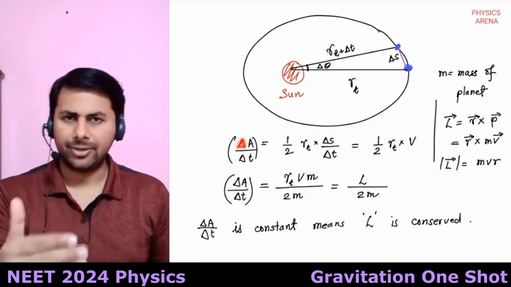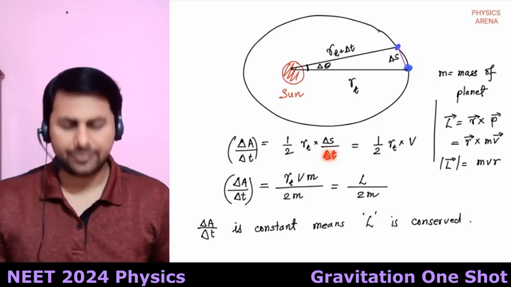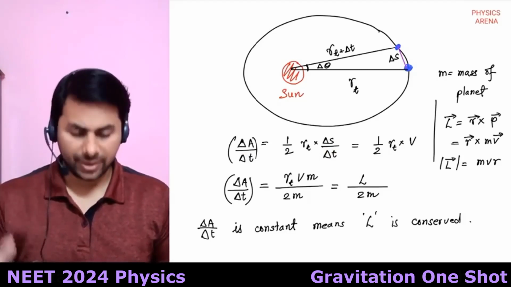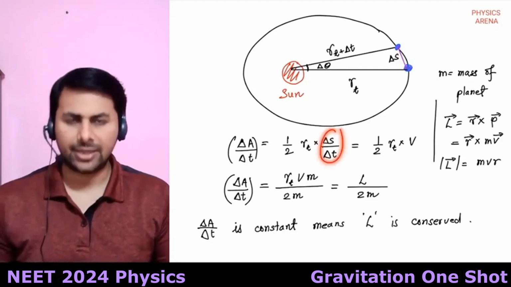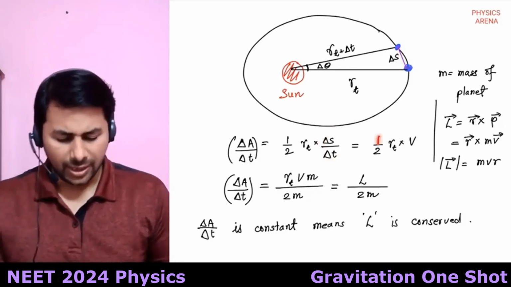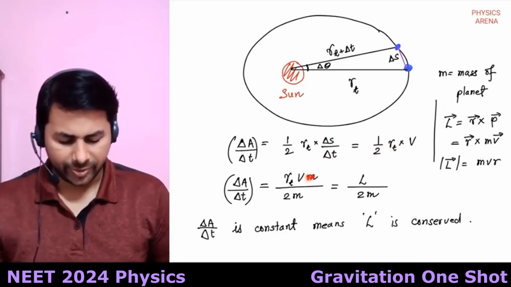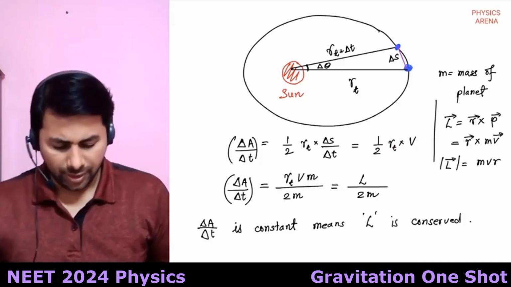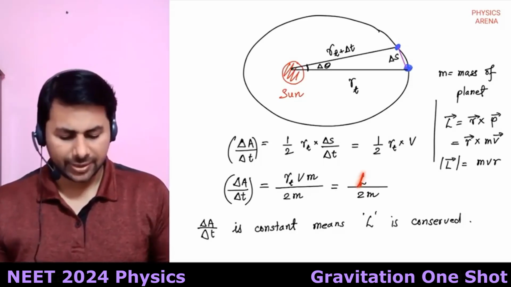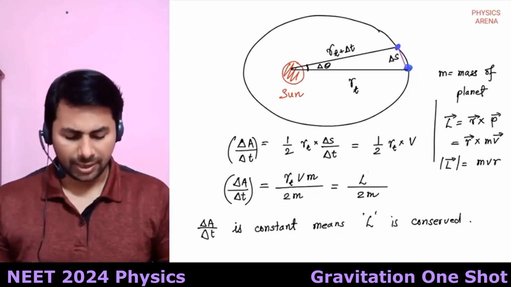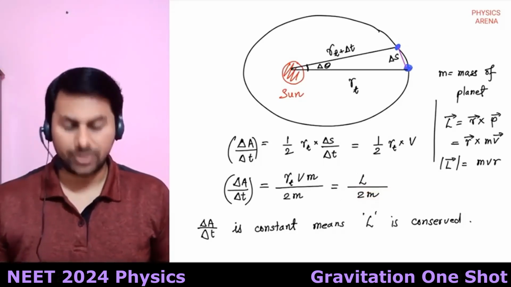Now if you take the rate of change of area with respect to time, what do you get? Just divide this by the time delta t in which it moves through this much distance. Delta s by delta t will give you v. So you get half of r into v. Now if you multiply and divide by m, what do you get? In the numerator you have mvr. What is mvr? mvr is angular momentum, and in the denominator you have mass, which is constant.